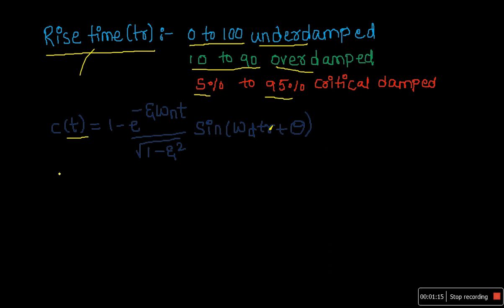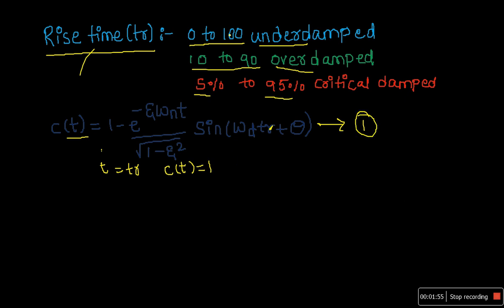That means, in order to calculate the rise time, we have to consider t equal to tr, and the response c of t becomes 1. That means 100% means 1. So substitute t equal to tr and c of t equal to 1 in equation 1.